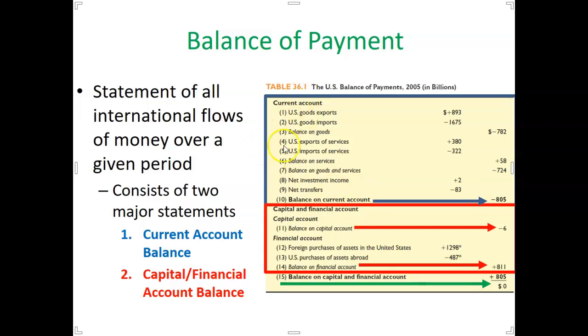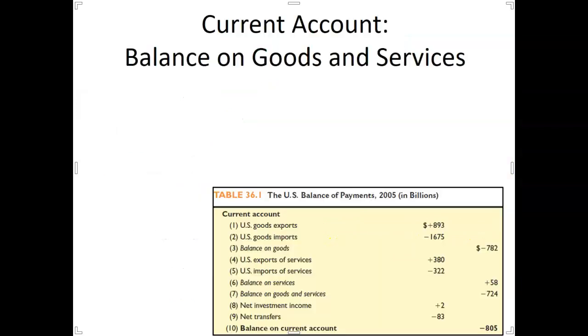So the idea is that the current account balance should be equal to the capital and financial account balance. A surplus in the current account, meaning you export more than you import, would mean you have a deficit in the capital and financial account. So they do in fact balance out.